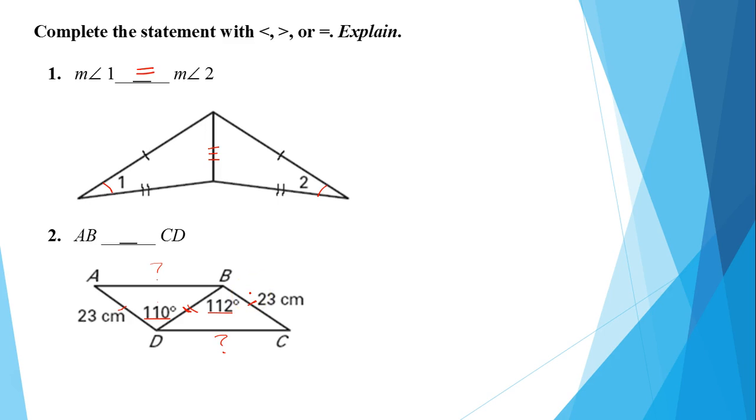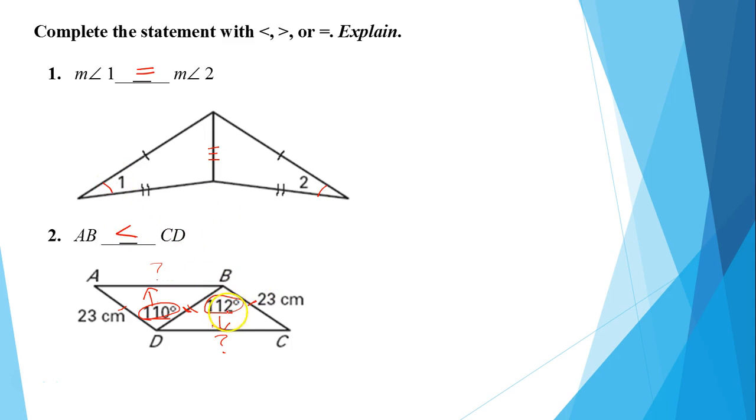So the angle measurement that is opposite, this angle measurement is less than this one. So the side opposite is going to be less than the other one. So right here, let's put less than. That's horrible.